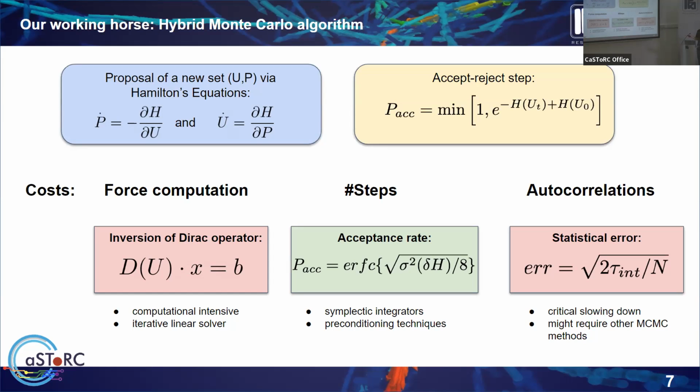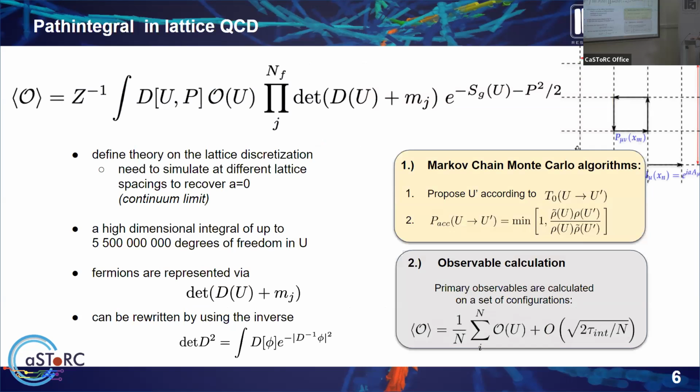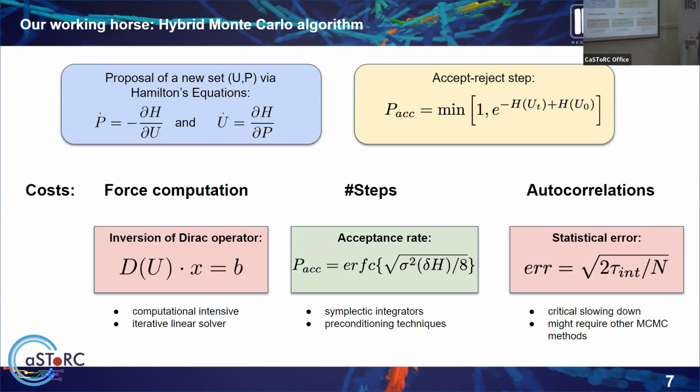As I already said, we are basically integrating this equation here. For this we have to calculate the force, so we have to calculate the derivative of the Hamiltonian with respect to the gauge links. For this, we have to invert the Dirac operator, because the Dirac operator appears as an inverse in this weight, so it appears as an inverse in the Hamiltonian. So for the force, we need to invert the Dirac operator.